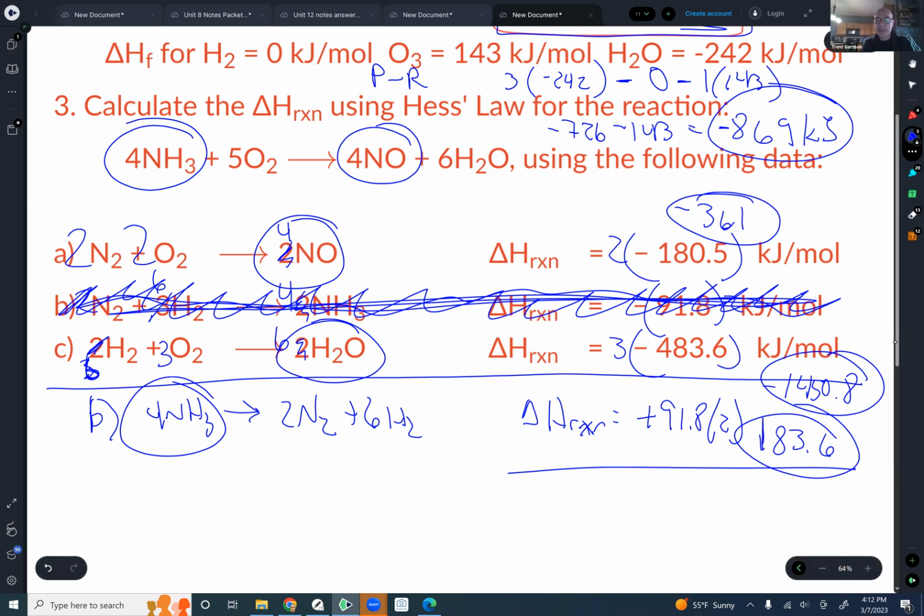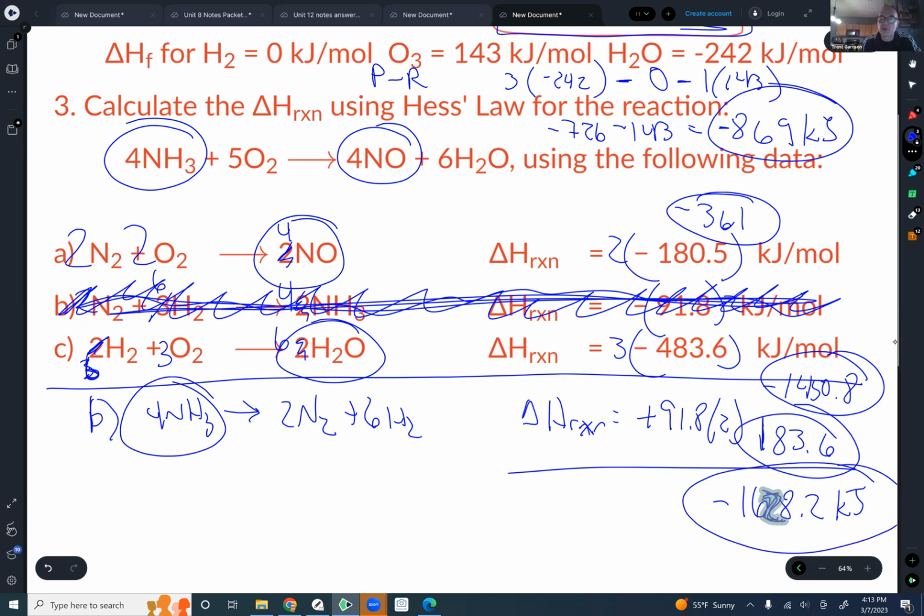So 183.6 minus 1450.8 minus 361. And what I end up with is a negative 1628.2 kilojoules. That is my final answer. It's hard to read my work there. That's my final answer. That means it's exothermic also. So all three of my answers ended up being exothermic, giving off heat. In this case, it was calculated in 3 different ways.